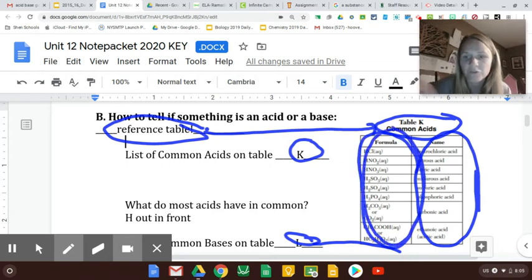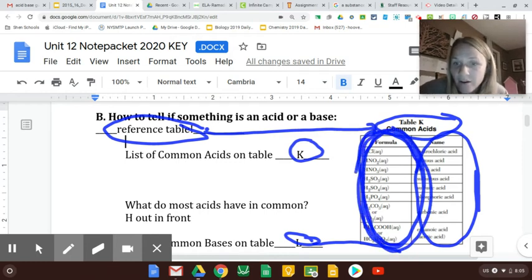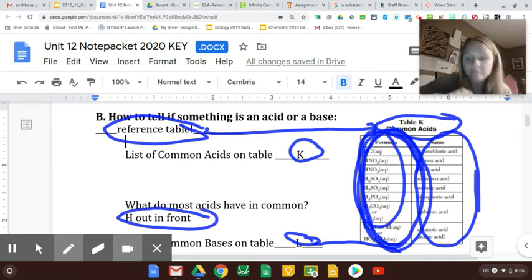If all you have is the formula, how are you going to know if you're looking at an acid? What do all these formulas have in common? What do they all have? If you look at all these formulas, they all have an H out in front. So that's how you're usually going to identify an acid.